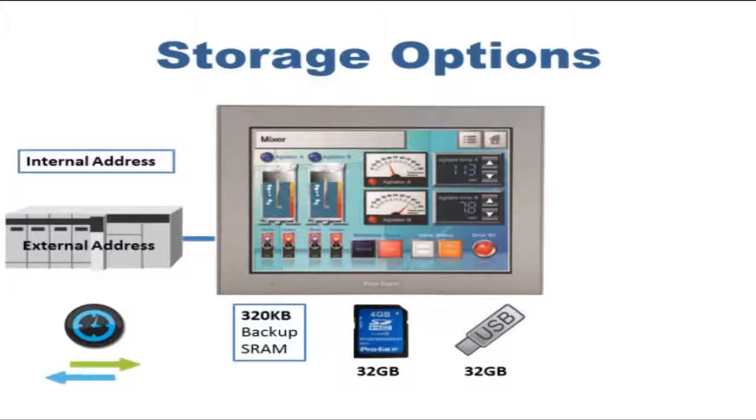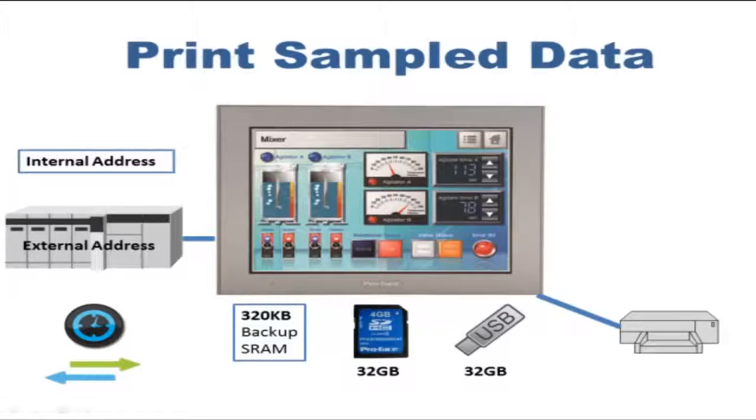Proface terminals store external memory device data in CSV formatted files, making it easy to use in a PC spreadsheet application. Sampled data values can also be directly printed in a user configurable format from the HMI terminal to a USB printer. This feature is handy when an application requires frequent hard copy reports.